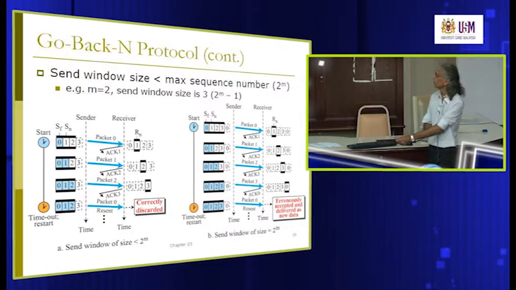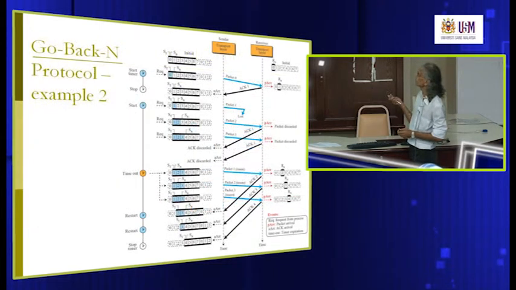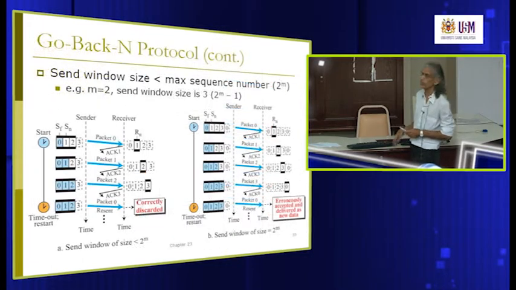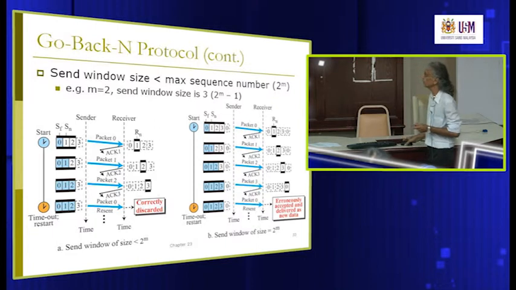All right, so the next question is, how big should the sliding window be? In the earlier case we used a window size of 7. So the question is, what is the ideal size? There are some guidelines for the ideal size of the sliding window for the sender. For the receiver, it's always 1. That one, no issue. The recommended size is that the sliding window size should be less than the maximum sequence number. Maximum sequence number is the sequence number we use.